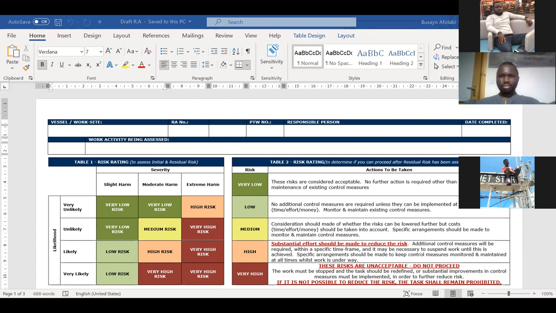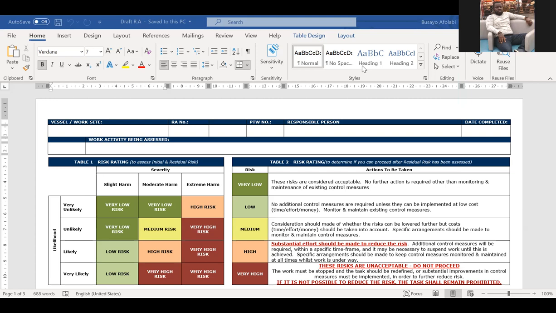Yes, Captain Afolabi, thank you very much. We want to recap on the definition of risk assessment. Risk assessment is the careful examination of the nature of a job which can cause potential hazard or harm, and taking precautionary action to mitigate or eradicate the hazard. We discussed all this last week, and we also discussed the process of risk assessment. What are you going to follow? What are the things you have to put into consideration when doing a risk assessment?